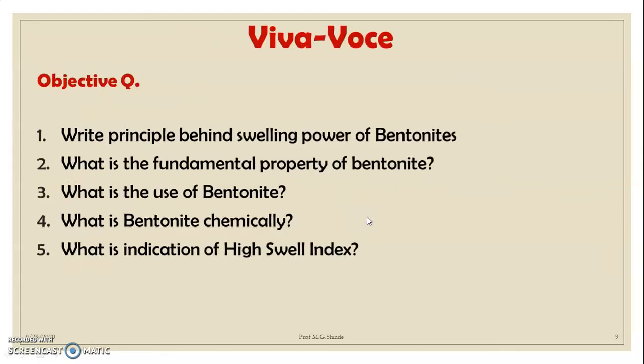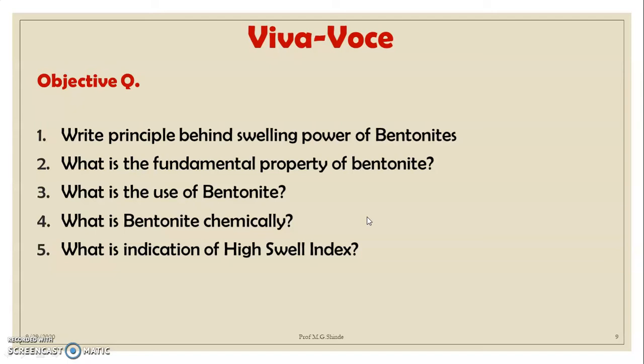Here are some objective questions for viva. First question: write the principle behind swelling power of bentonite. As we have discussed earlier, bentonite has water absorption capacity, and we have to find out the swelling power of the bentonite based upon its absorption capacity.